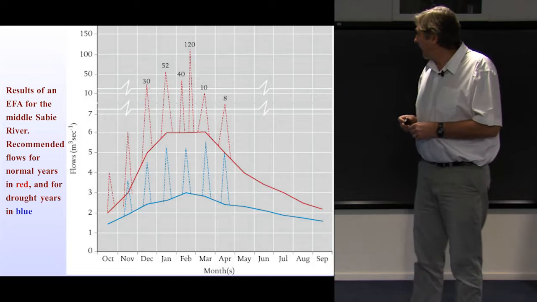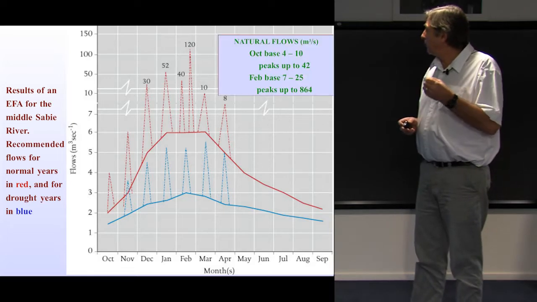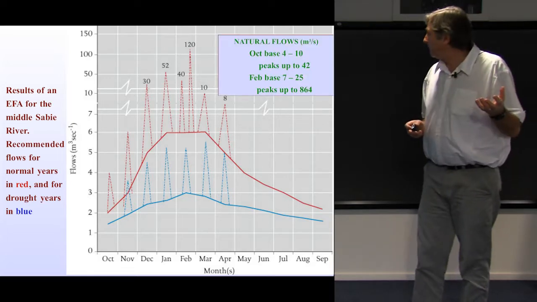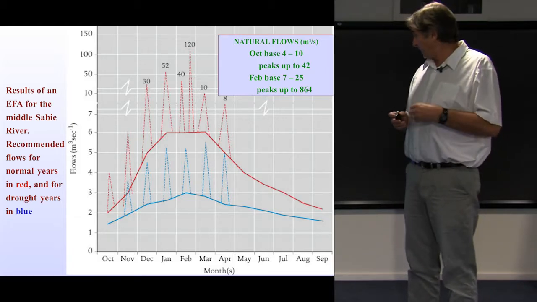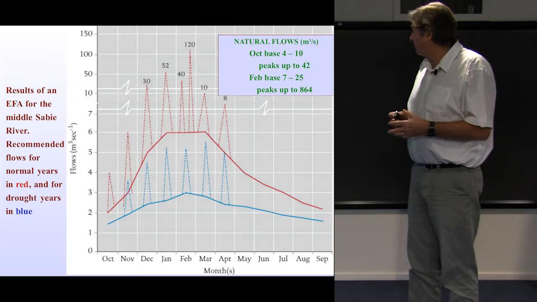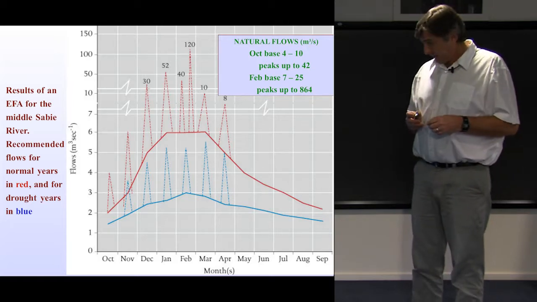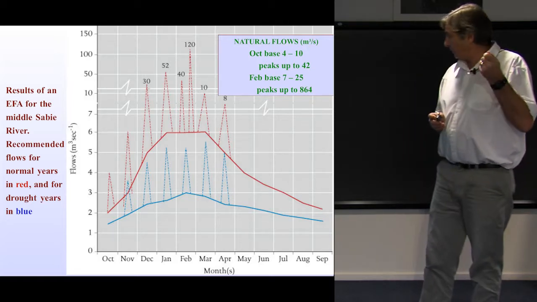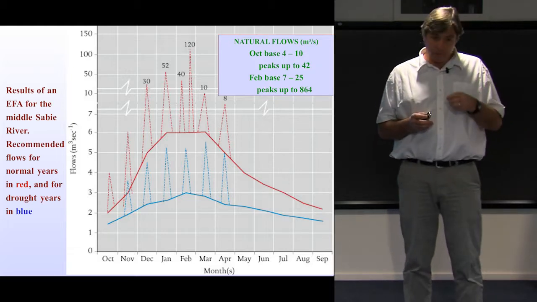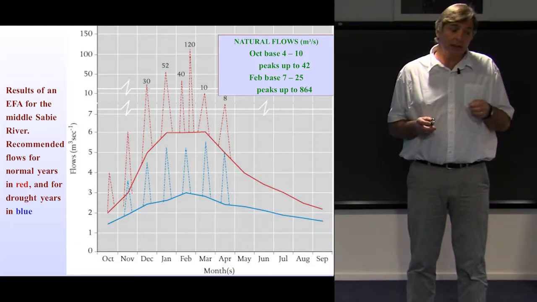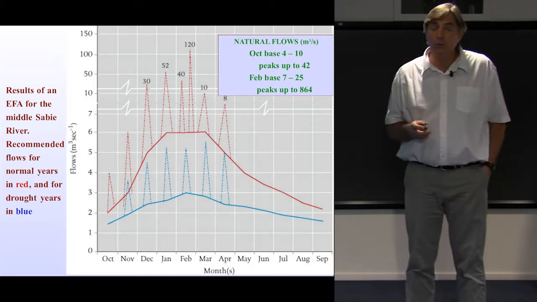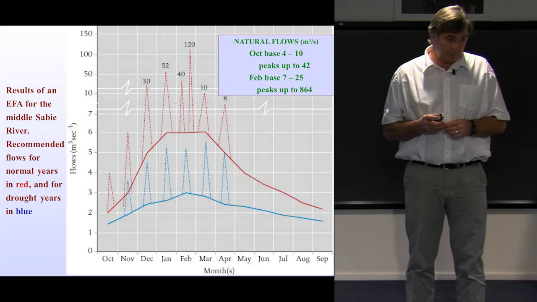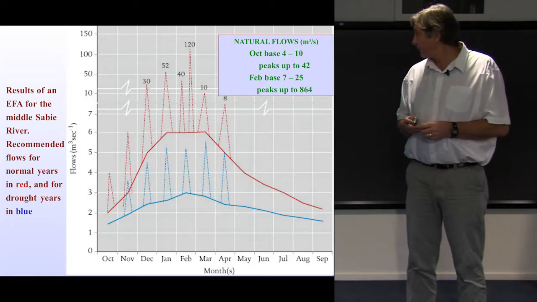Okay, so the natural flows would be in the range of 4 to 10 cubic meters per second in October base flows, with peaks up to about 42 cubic meters per second. And then in February, in the wet season, between 7 and 25 cubic meters per second base flows, with peaks up to 864 or even more cubic meters per second for quite large floods.